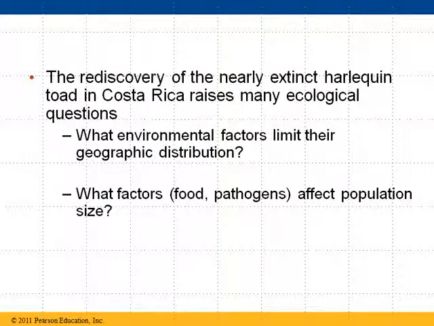Your textbook shows this good example of this harlequin toad that was rediscovered in Costa Rica many years after most scientists thought that it had been wiped out, that it was extinct. So this raises some ecological questions about what environmental factors limit this toad's distribution throughout the world, and what other factors, like food and pathogens, have affected its population size.